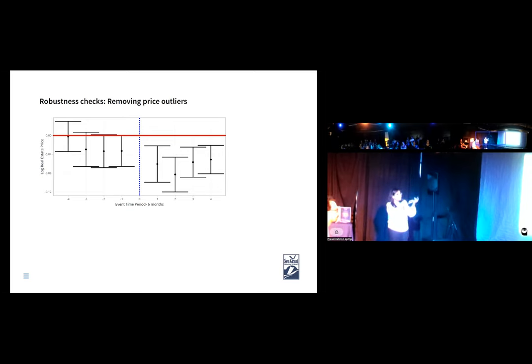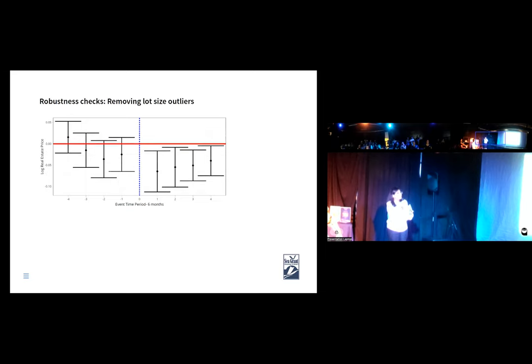Again, after a disaster hits, there's a decline in home prices within the first time period, which is 6 months, and then in the second time period, the 7 to 12 month period, all the way to the 2-year period after the disaster.